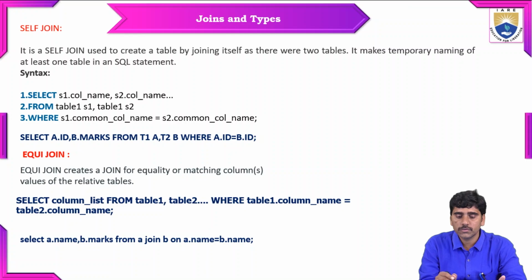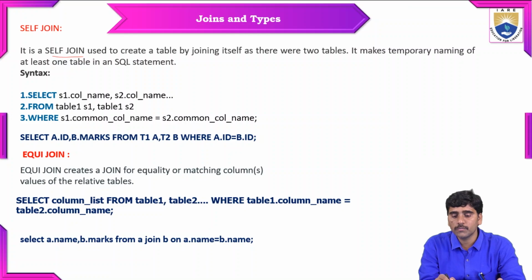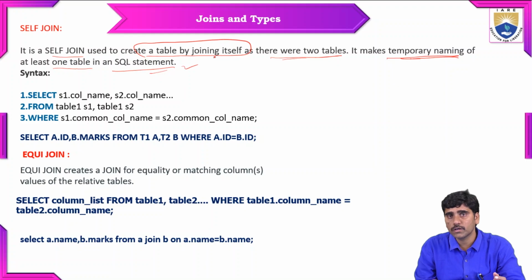Self join. A self join is used to create a table by joining itself, as if there were two tables. It makes a temporary naming of at least one table in an SQL statement. That means the table itself is joining and displays the values.